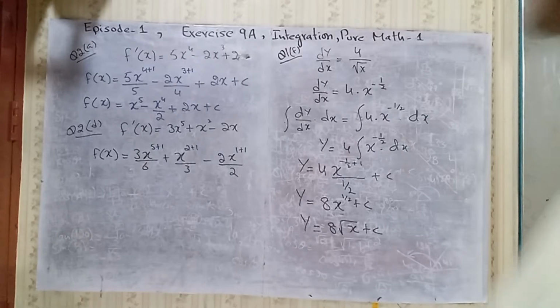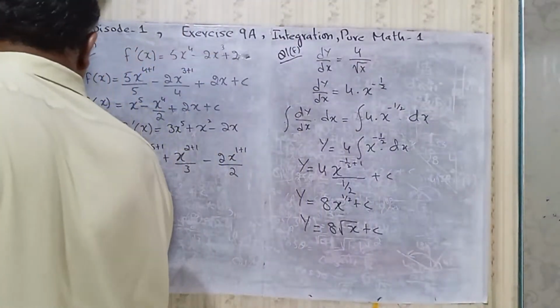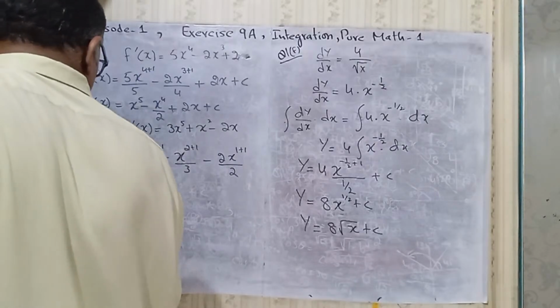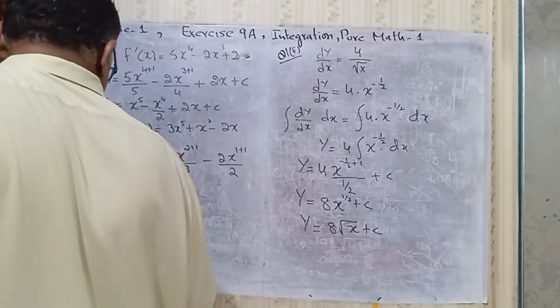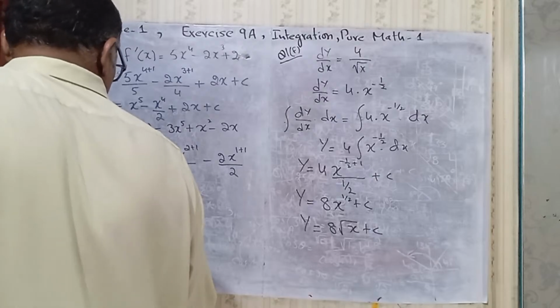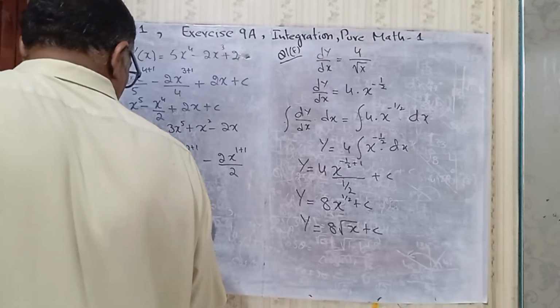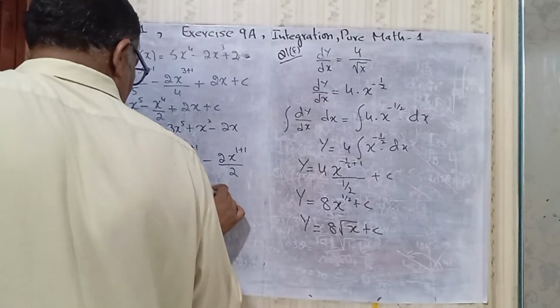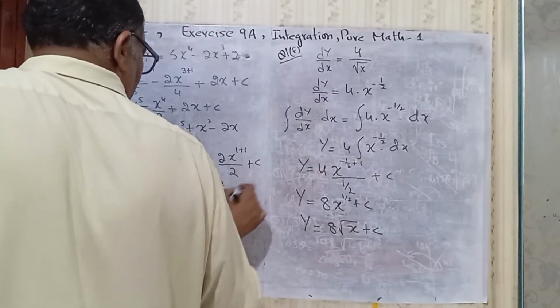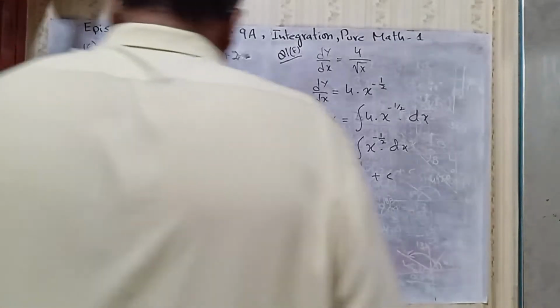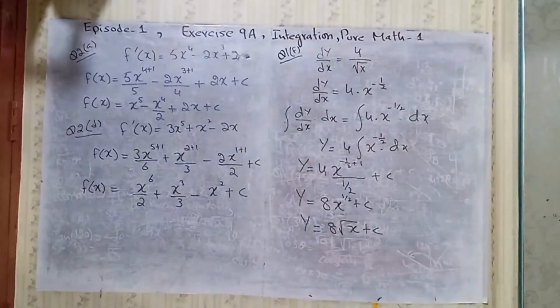So f(x) becomes 3x to the power 6 over 6. The 3 and 6 will cancel, so 2. Here you will have x cubed by 3. The 2s cancel, so x squared. You have to write plus c. So I think this is the answer. For question number 2, part B, the answer is x to the power 6 divided by 2 plus x cubed divided by 3 minus x squared plus c.